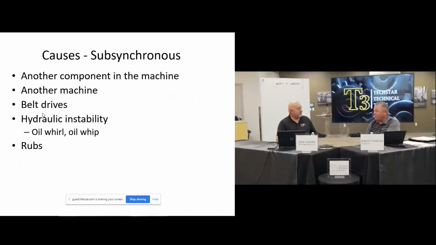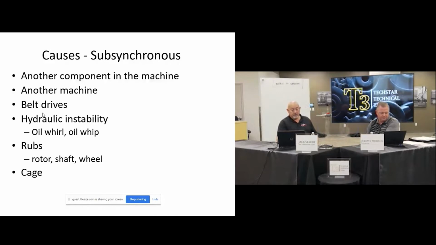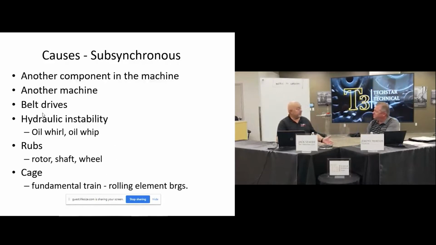And that would typically be called more on proximity sensors, more online type monitoring systems. You'll see protection that. Yes. So rubs, you may have an impeller on a shaft that's kind of loose and it touches off every so often, and rubbing. You'll see that at subsynchronous. Cage frequency, that's the fundamental train on the rolling element bearing. That one is always subsynchronous, usually about 0.4 times running speed.